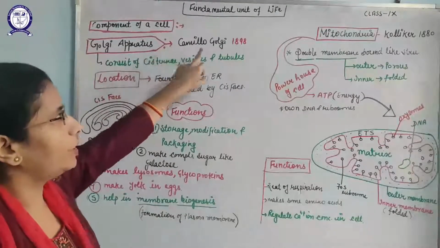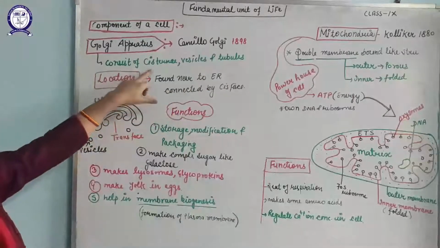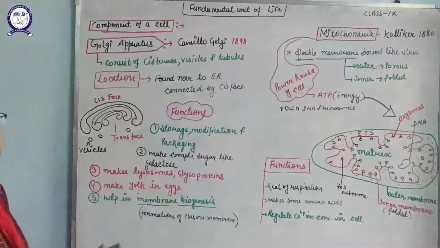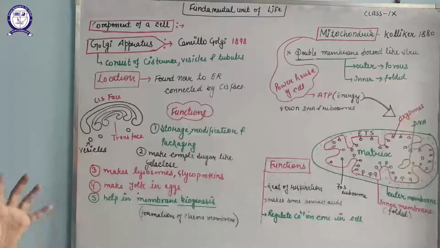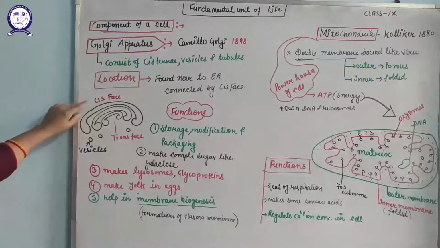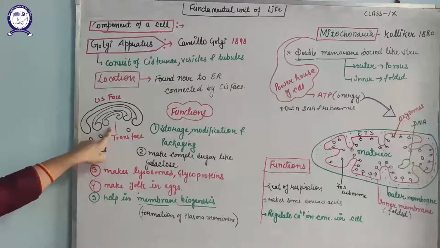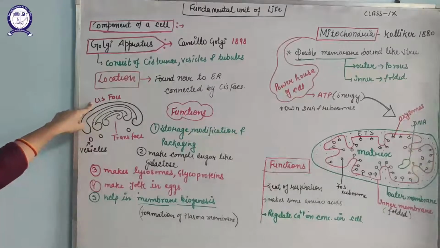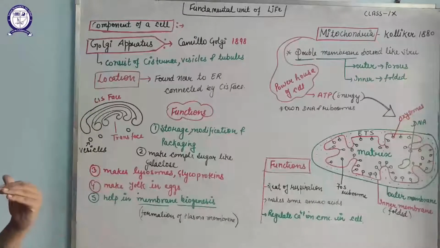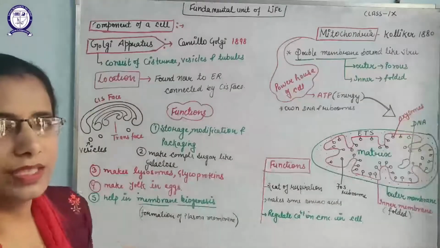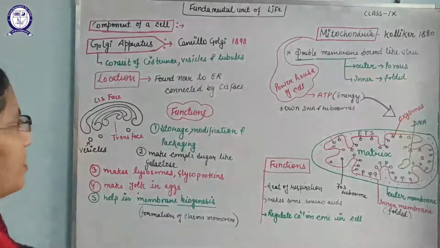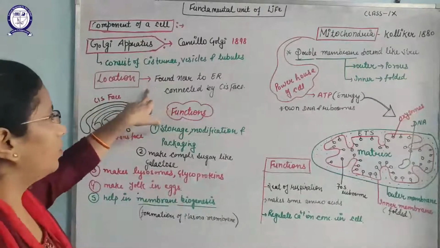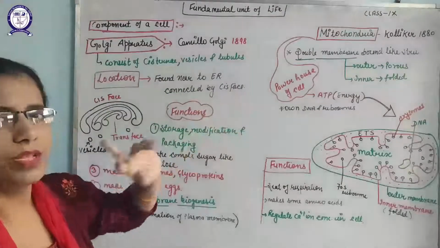The Golgi body was described by Camillo Golgi in 1898, and it consists of cisternae, vesicles and tubules. It is found near the ER. This face is known as the cis face, and this face is known as the trans face. The cis face lies near the ER and receives proteins from the RER. Then they are modified, packed in the form of vesicles and transported to other components of the cell. So the main location is near the ER, connected by the cis face.